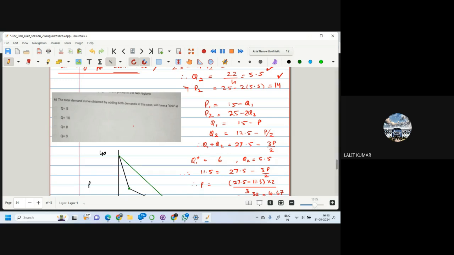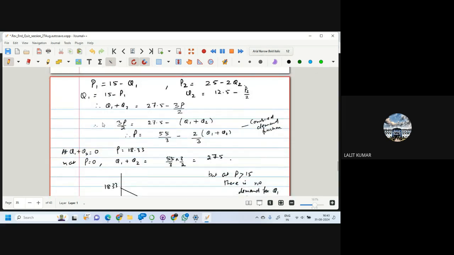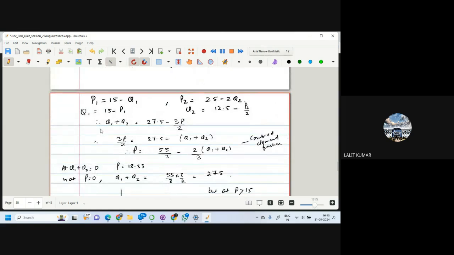And this is a question of the kink, how that kink comes. So how will that kink come? We find this is the northeast demand function, 15 minus Q1. This is the southwest. So here we get Q1 is equal to 15 minus P1. Here we get Q2 is equal to 12.5 minus P2 by 2. We add this Q1 plus Q2, we get 27.5 minus 3P by 2.